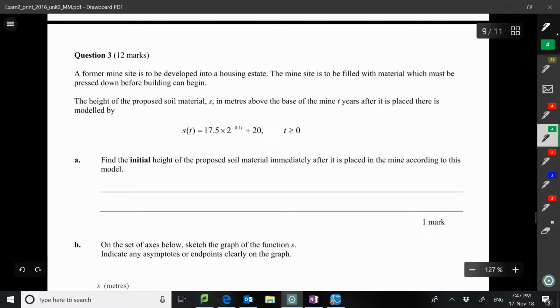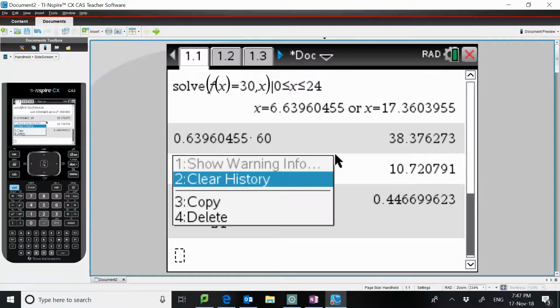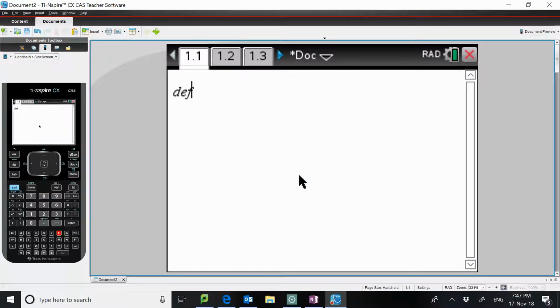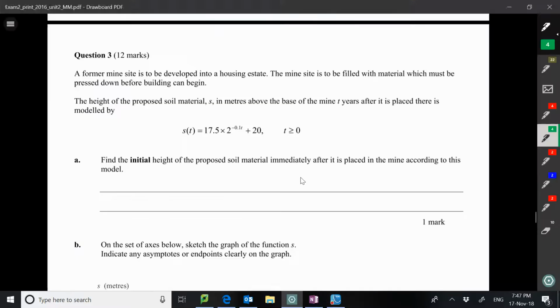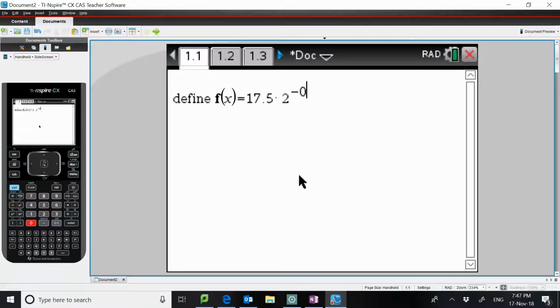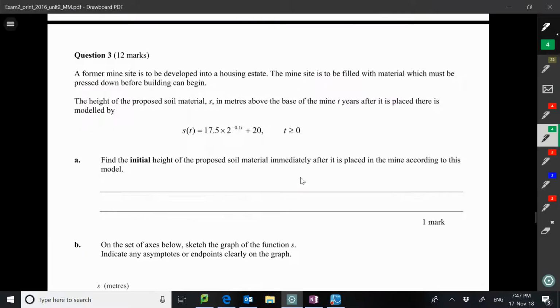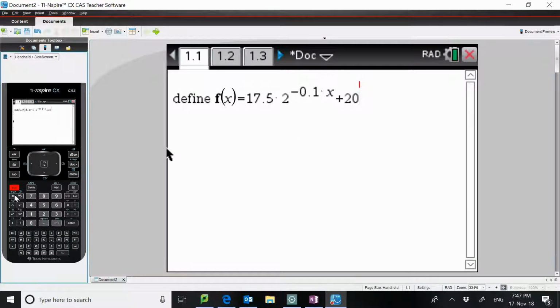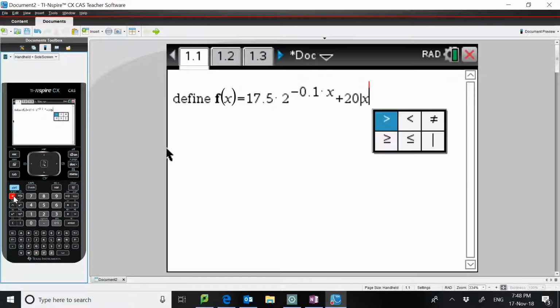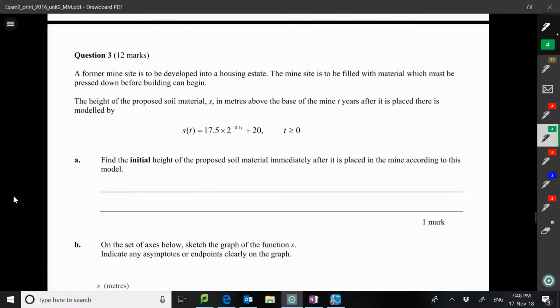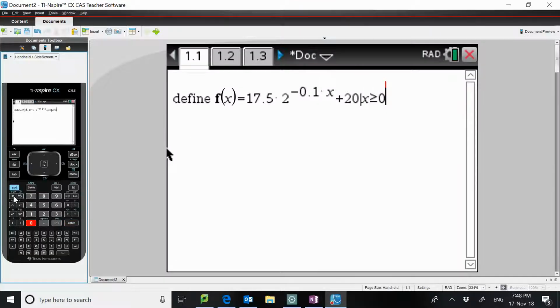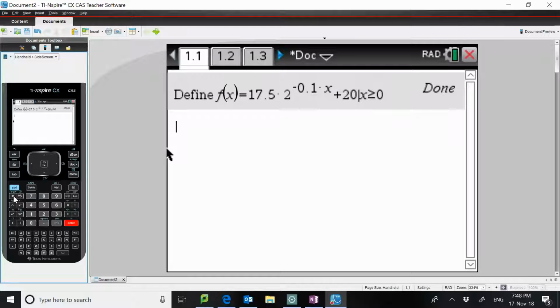Okay, so I've got this equation again. First thing I would do, define. When I read a question, I just define it. So define f of x equals 17.5 times 2 to the power of negative 0.1 times x plus 20. And there's a domain, x is greater than or equal to 0. Okay, there we go. So I've defined it.